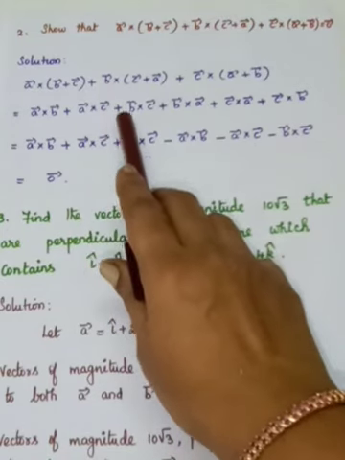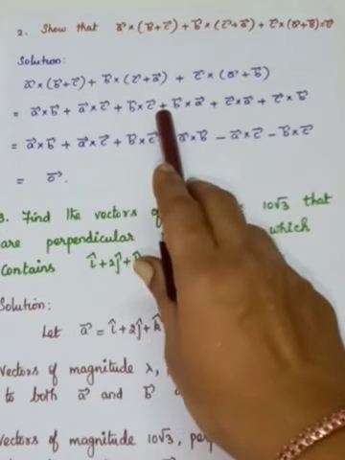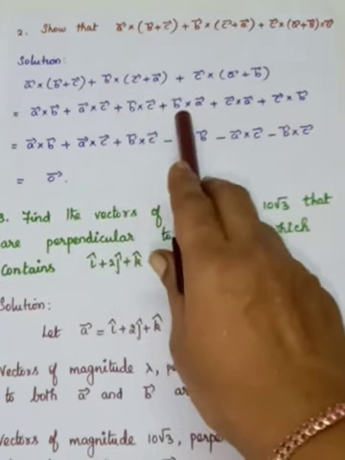The second one: plus B vector cross C vector plus B vector cross A vector. C vector cross A vector plus C vector cross B vector. So the first three cross products, you keep as they are. Come to the fourth one. If you want to, you are going to interchange the vectors A vector and B vector.